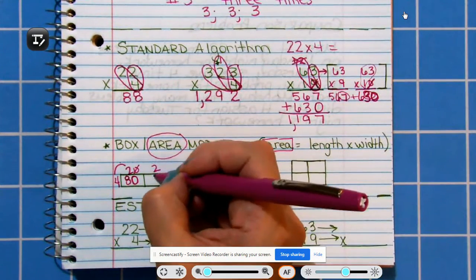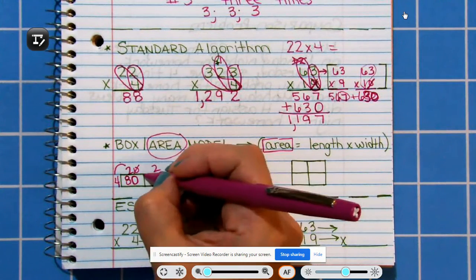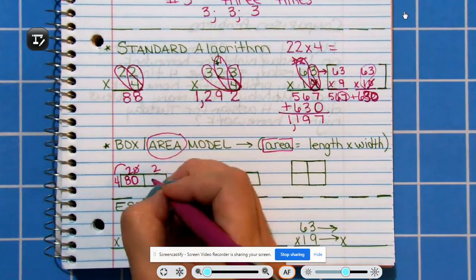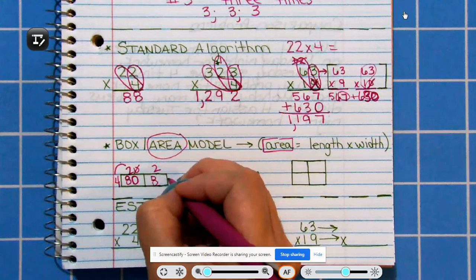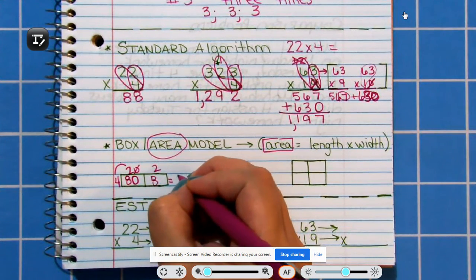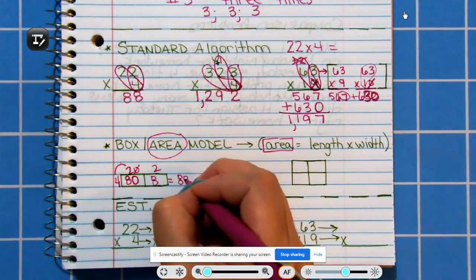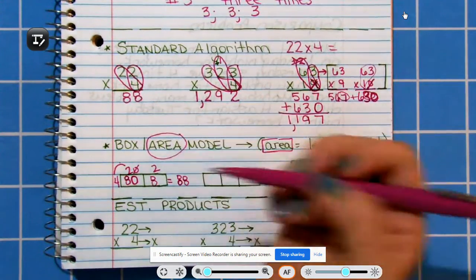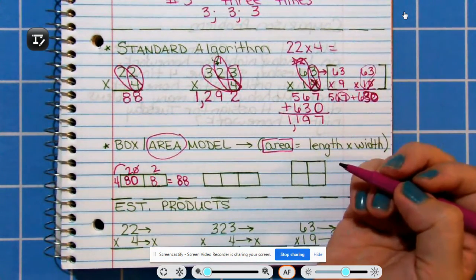All right, to find the area of this rectangle, the length is 2 and the width is 4. 2 times 4, which is 8. So the product is 88, which is a match. It's two different ways to solve the same problem.